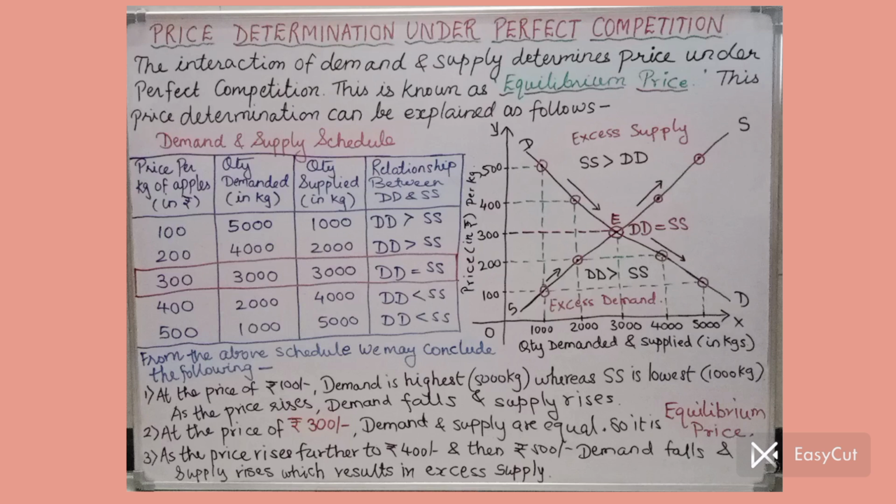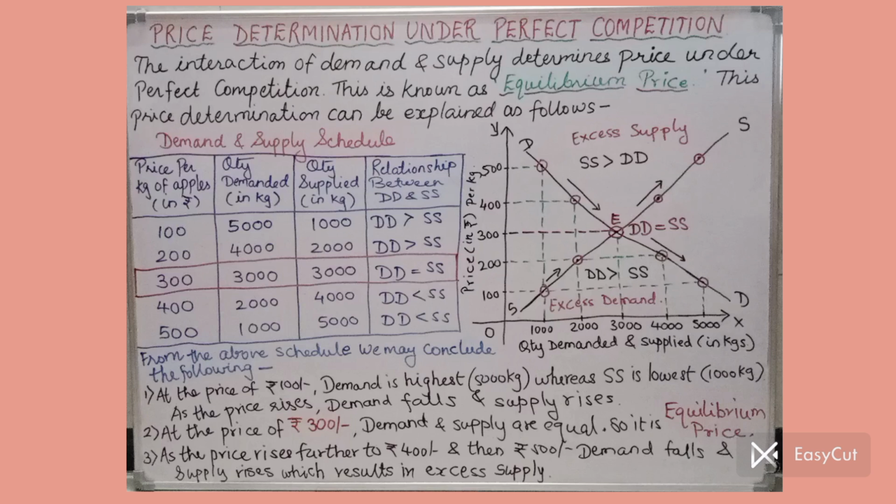Then next, as price rises to 200, demand will fall a bit to 4000, whereas supply will rise, because price is rising, so the seller's profit margin is rising, and hence supply will rise to 2000, but still demand is more than supply. Similarly, when the price rises to 300, the demand will be 3000 and the quantity supplied will also be 3000. That means here demand is equal to supply.